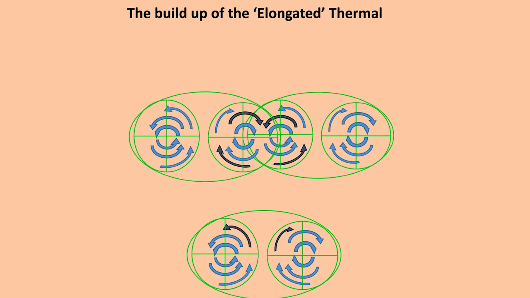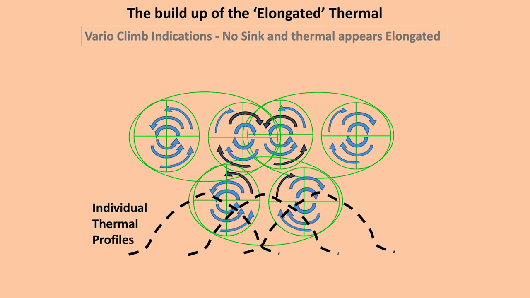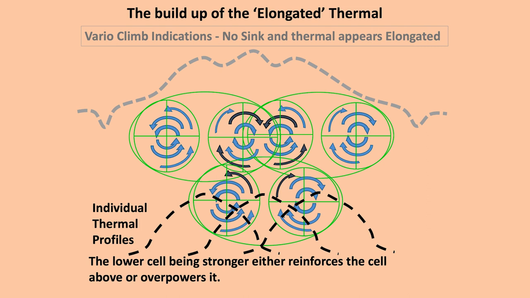So the individual thermal profiles are like that. It goes into there. And the vario climb indications, there's no sink, the thermal appears elongated, and again we end up with this triple climb, no sink, as we pass on through. The lower cell being stronger either reinforces the cell above or overpowers it, again depending on the humidity values of the vortices.